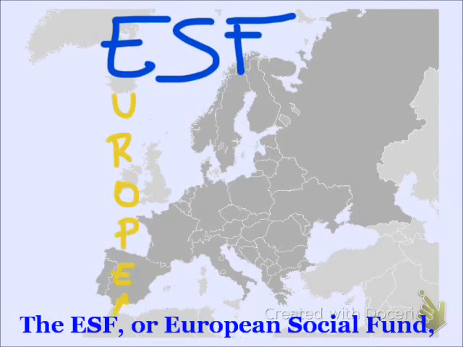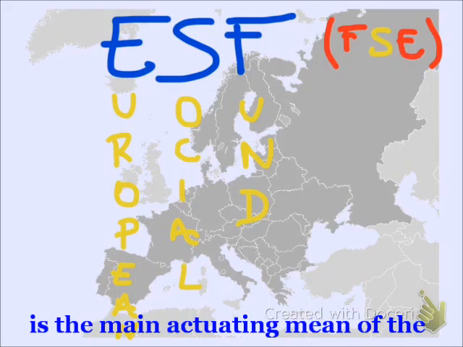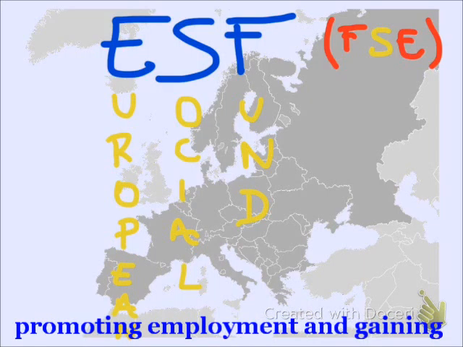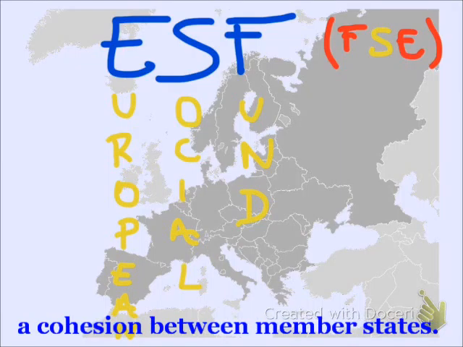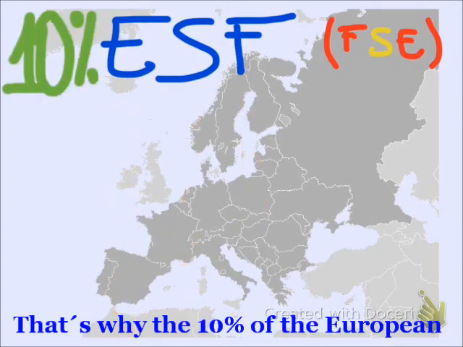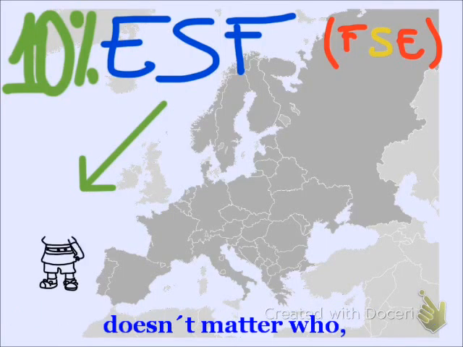The ESF, or European Social Fund, what we call in Spanish EFSE, is the main actuation mean of the European Union, as it is used for promoting employment and gaining a cohesion between member states. That's why 10% of the European money is destined to this fund, as the main receivers are the people, doesn't matter who.